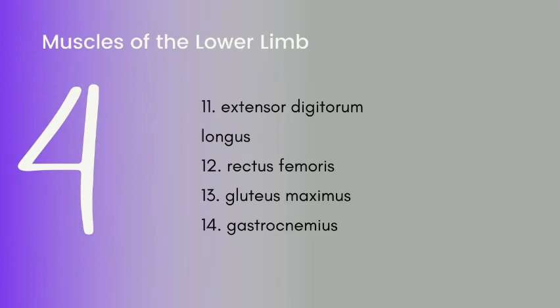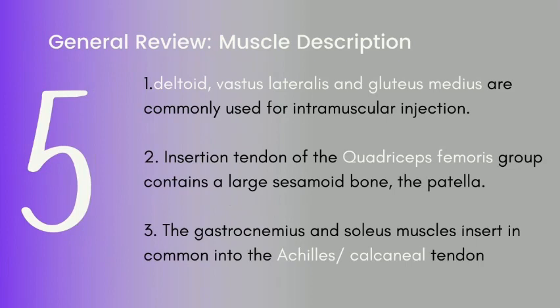Number 11, extends the toe. So the answer is extensor digitorum longus. It is located in the proximal tibia and fibula. Number 12, extends the knee and flexes the thigh. It is rectus femoris. Number 13, used to extend the hip when climbing the chair. That is gluteus maximus. Number 14, prime mover of plantar flexion of the foot. That is gastrocnemius. So, okay, let's move to general review muscle description.